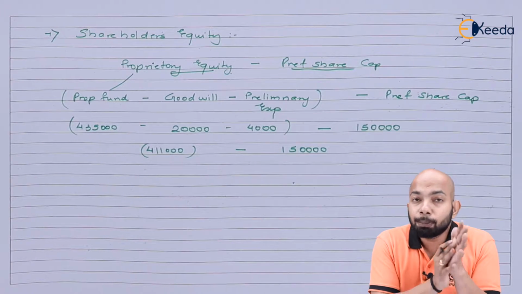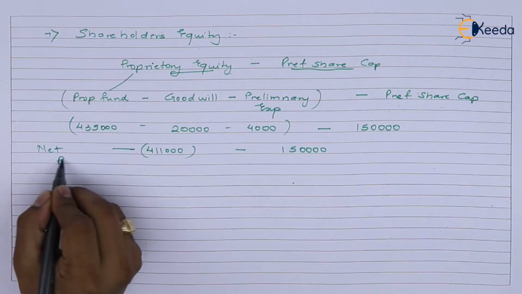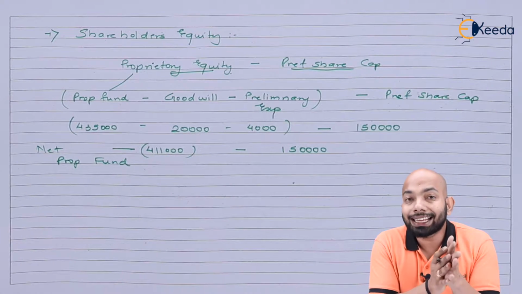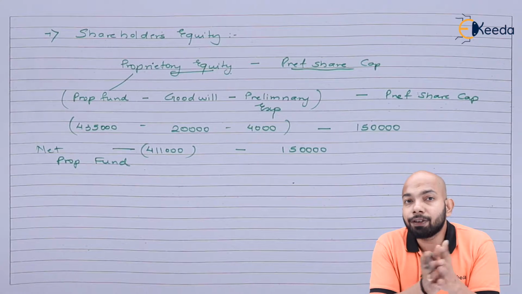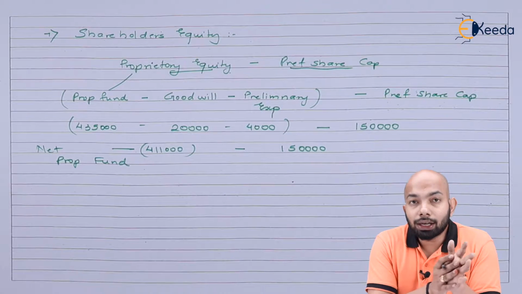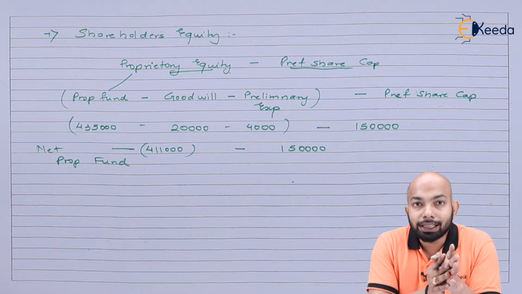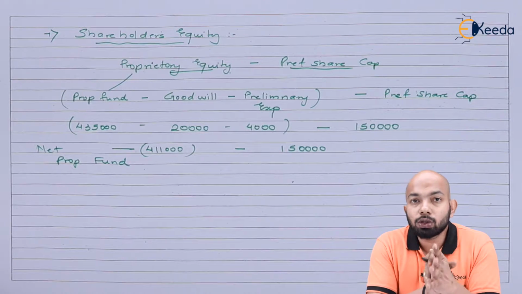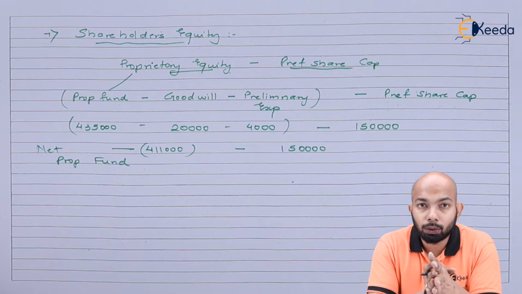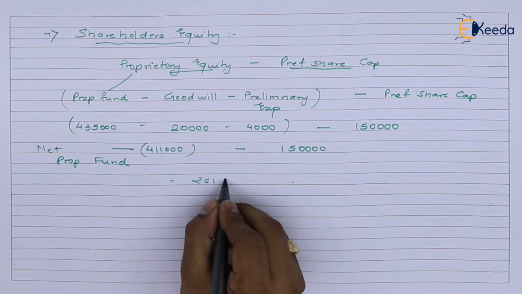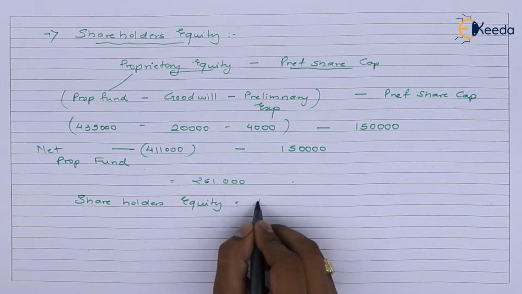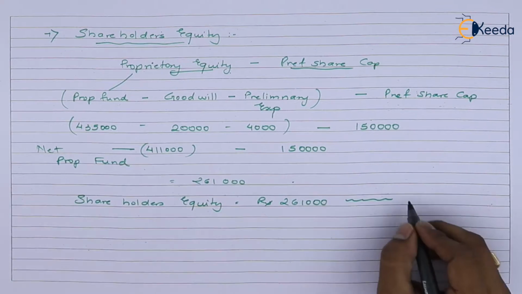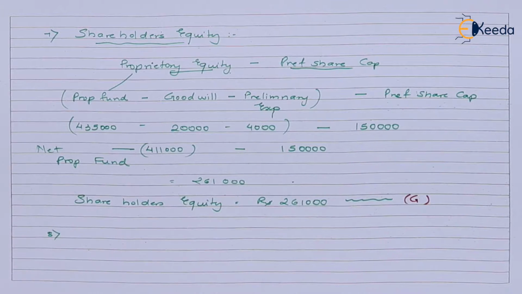So the net proprietor fund is equal to 4,11,000. The shareholders equity that you have to calculate is 4,11,000 minus preference share capital, which is 1,50,000. That will give you the total. So the shareholders equity has been mentioned as 2,61,000, and the last part that we'll be calculating is total assets.